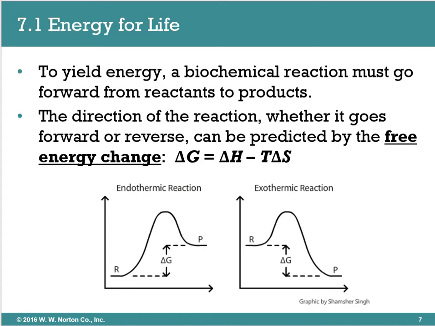So in order to yield energy, there has to be some kind of reaction. You start off with something and then you end with something. And then the direction of that reaction will determine what kind of free energy you're using. I know there's an equation on this slide, guys, but I'm not going to expect you to calculate anything from that equation. What I want you to get from this slide is the difference between an endothermic and an exothermic reaction. So I definitely want you to be able to recognize these curves on an exam.